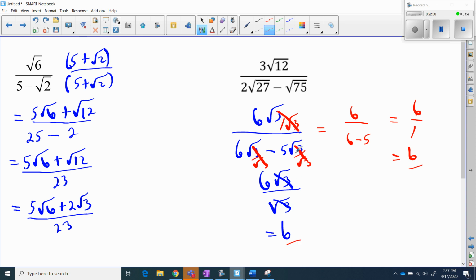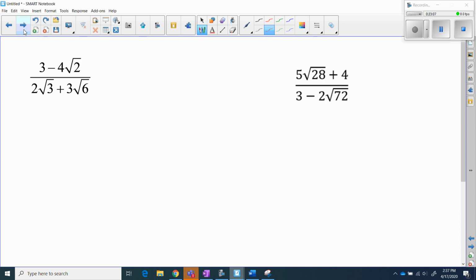You could have rationalized here too. It would have worked, would have given you the correct answer of 6 as well. But I would only get into this process if I absolutely had to. Whereas here, because of the nature of the radicals, I did not have to. Okay. Last two.